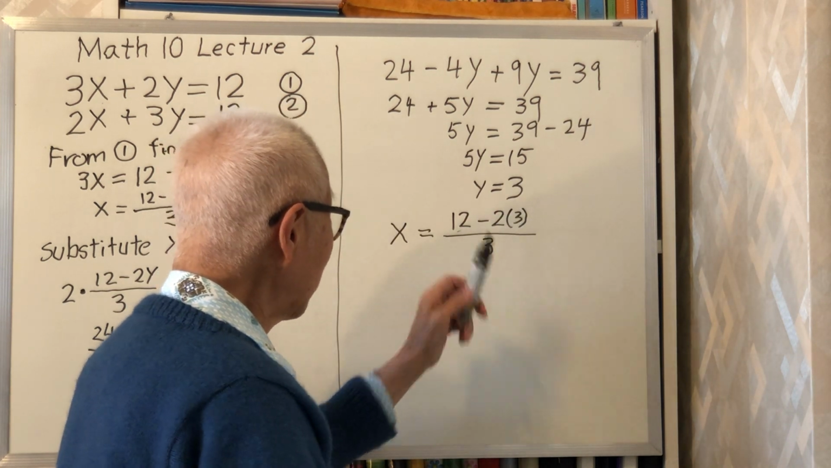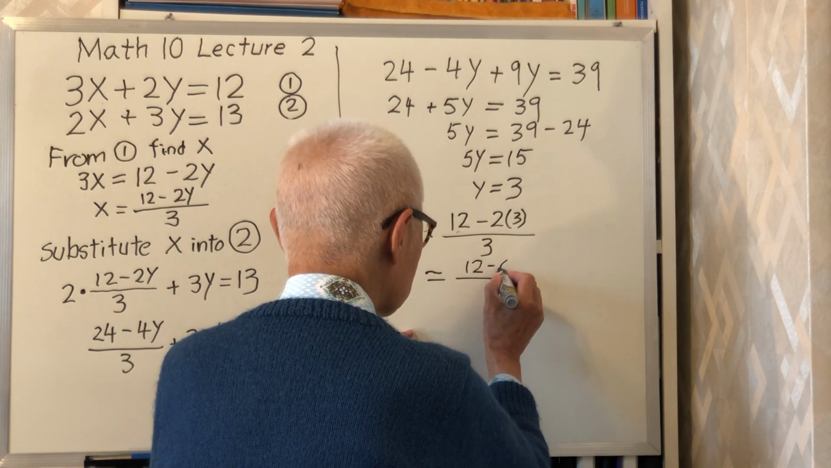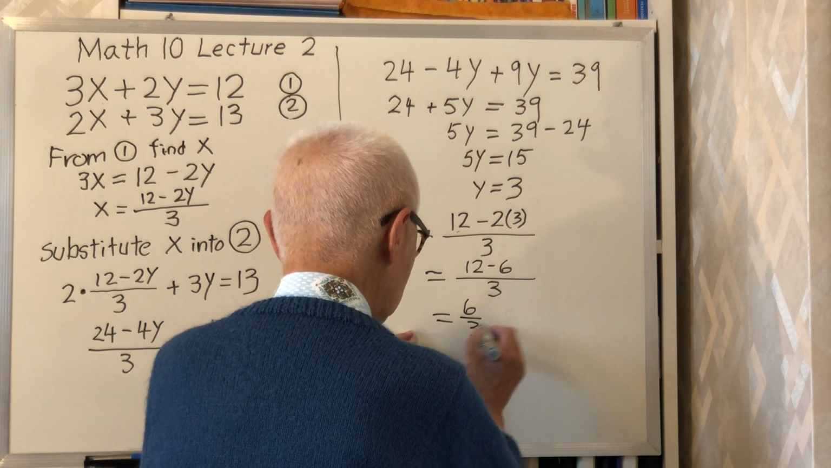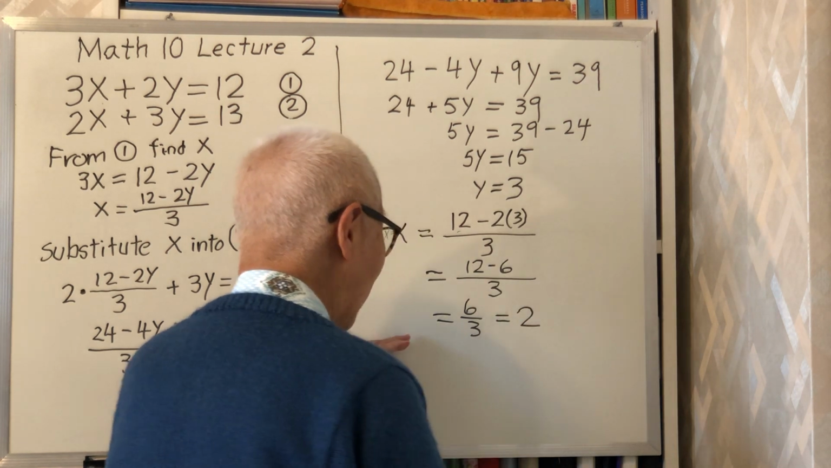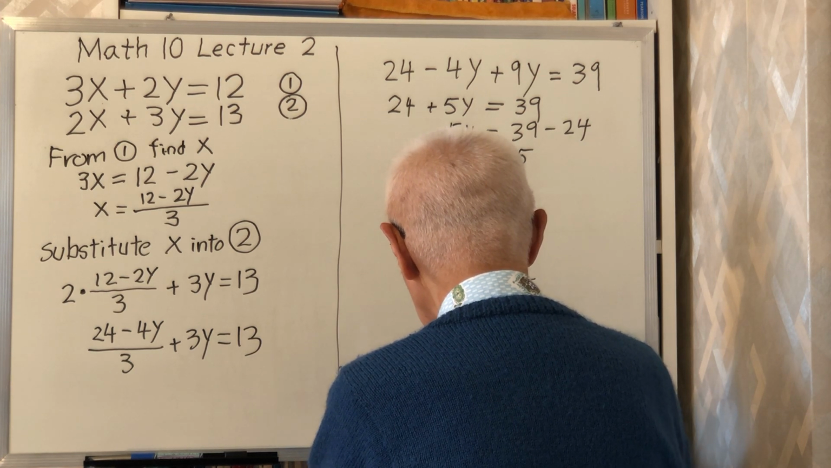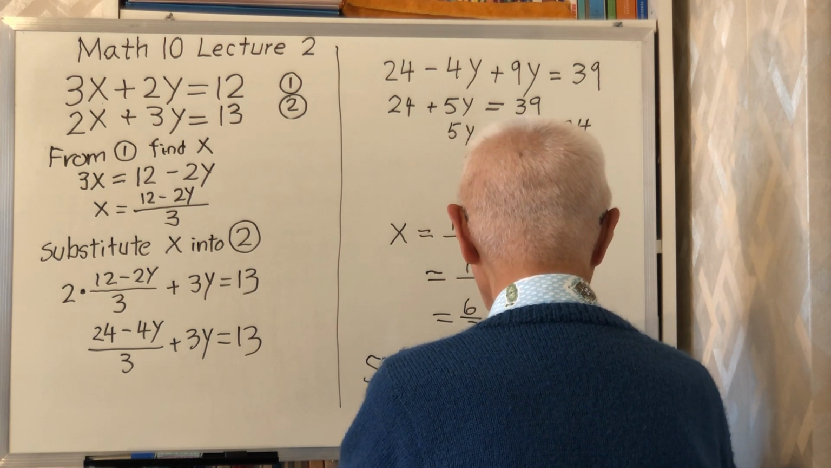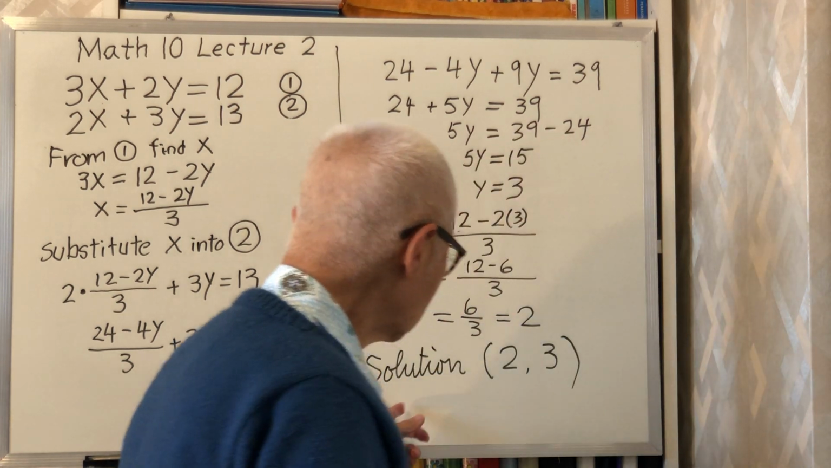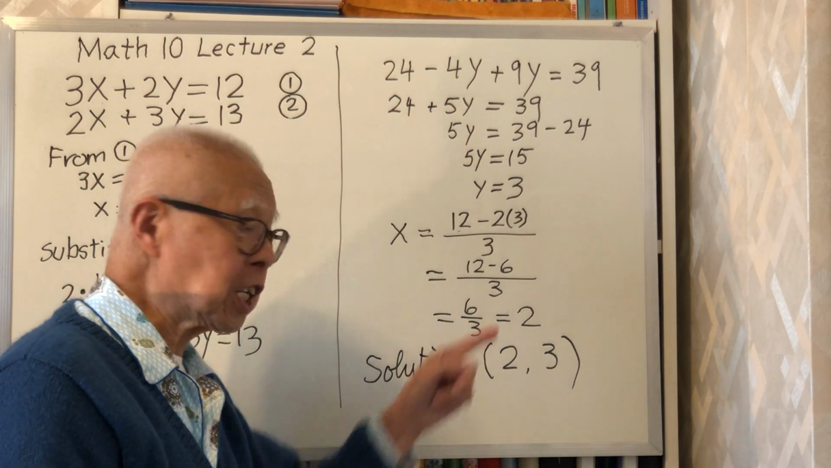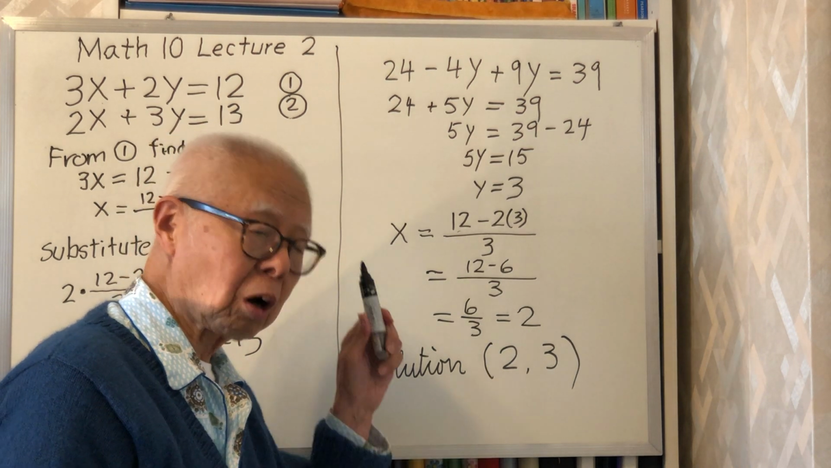3 is put into this y. Then I have 12 minus 6 divided by 3. And 6 divided by 3 is 2. So my answer is 2 and 3. My answer is 2 as the x-coordinate, 3 as the y-coordinate. And this, graphically, is the point of intersection, the coordinates of the point of intersection.